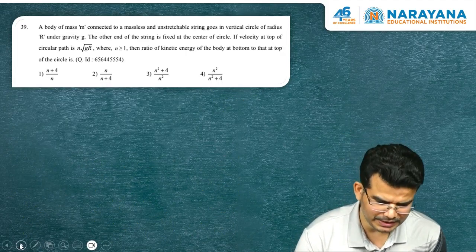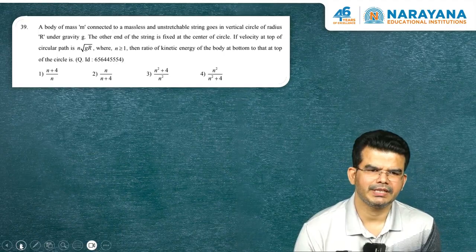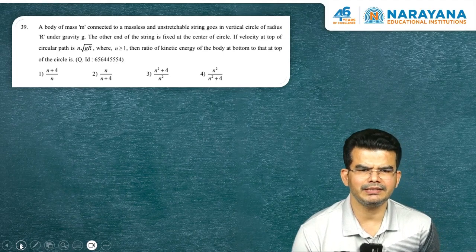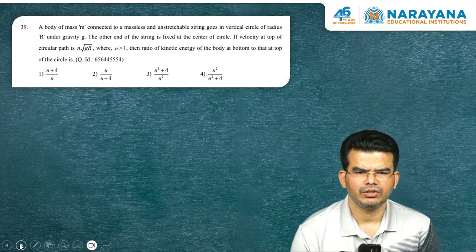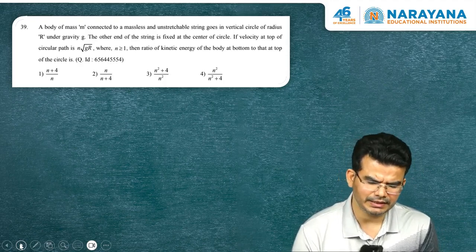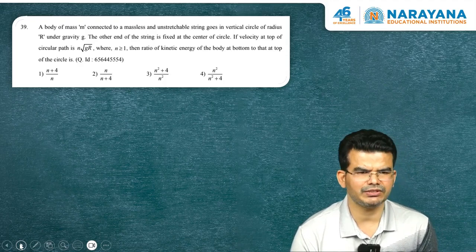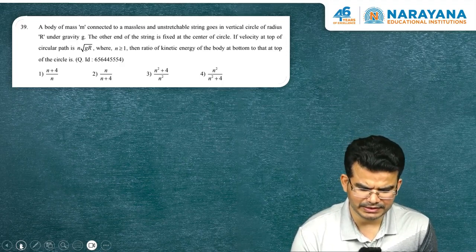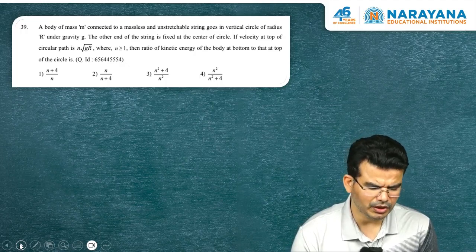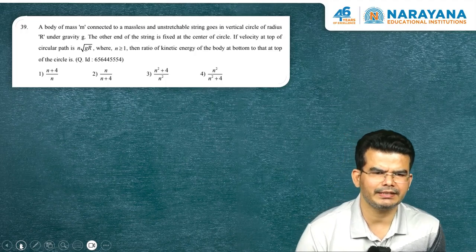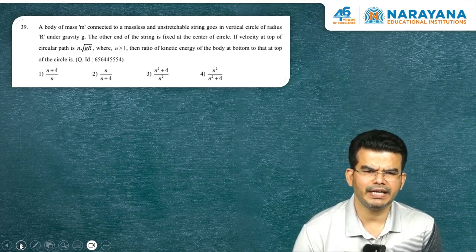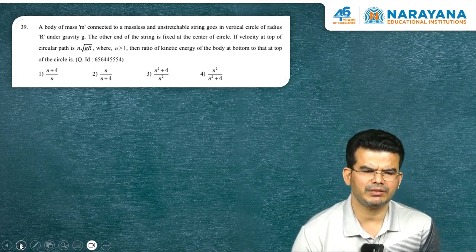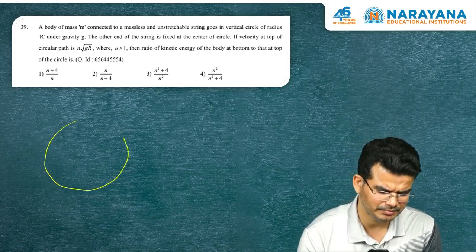Okay. Next question is, a body of mass m connected to a massless and unstretchable string goes in a vertical circle of radius r. This question is of vertical circle under gravity g. The other end of the string is fixed at the center of the circle. If velocity at the top of the circular path is n root gr, where n is greater than 1, then find the ratio of kinetic energy of the body at the bottom to the top. It is such a simple problem.